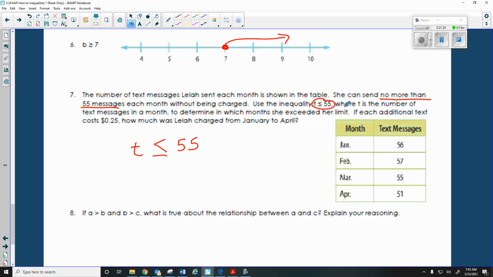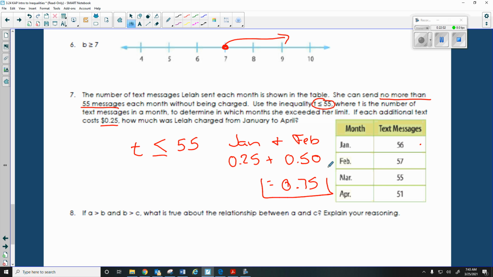So use the inequality to determine which months she exceeded. So where did she exceed? Where did she go over her limit? Looks like January and February. Okay. If each additional text message costs a quarter, how much was she charged from January to April? So January, it looks like she went how many messages over? She exceeded by 1, so that's only going to be 25 cents for January. And then in February, she went over 2, so that's going to be 50 cents. So in total, that's going to be a whole 75 cents. Overall, not too bad, but we know we send more text messages than that.